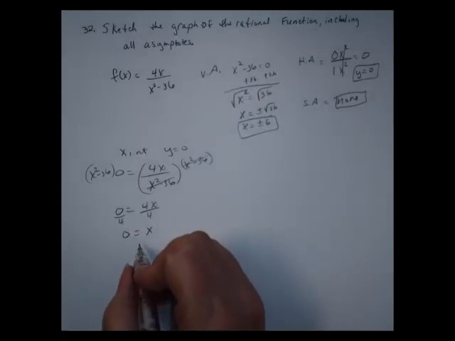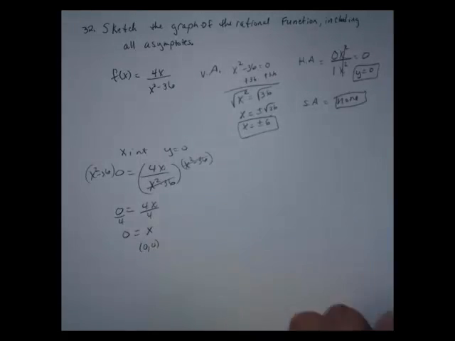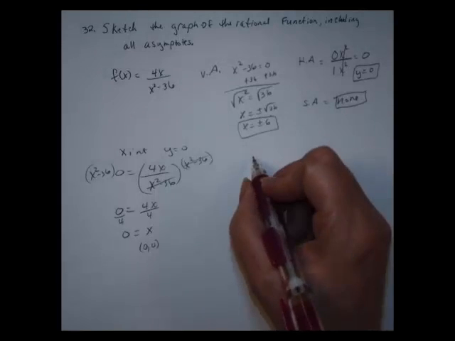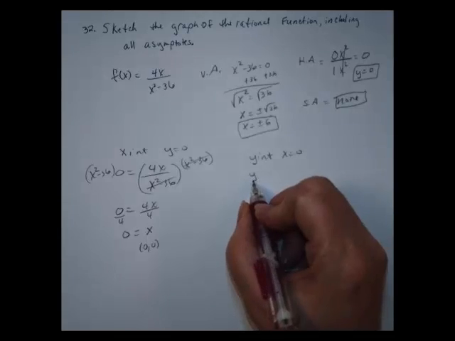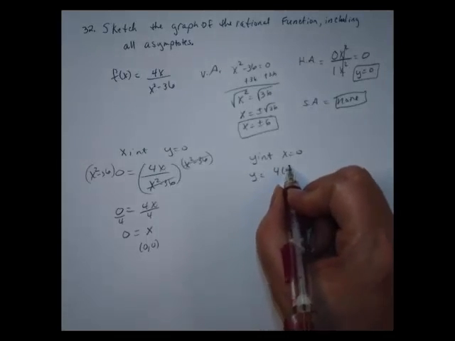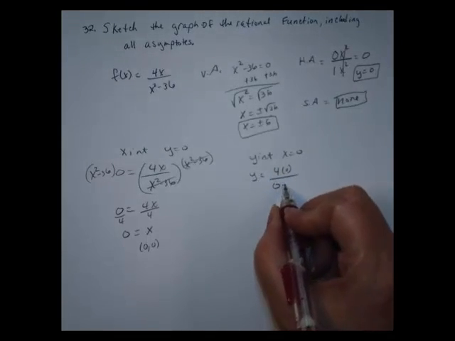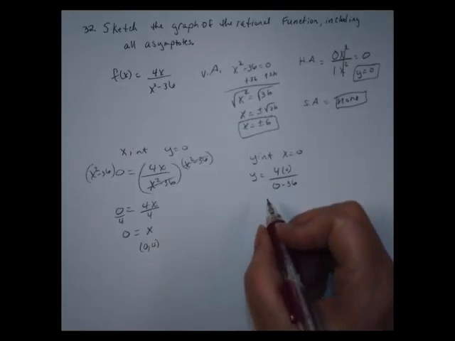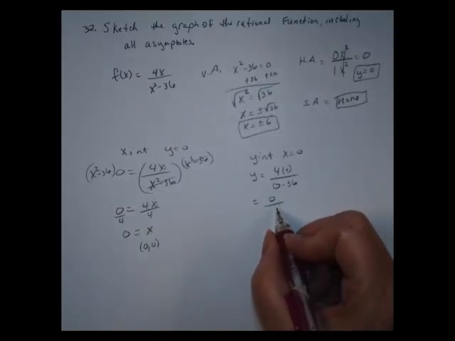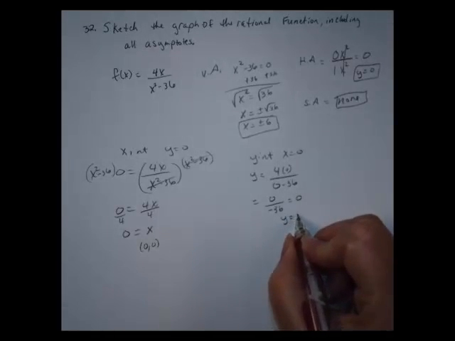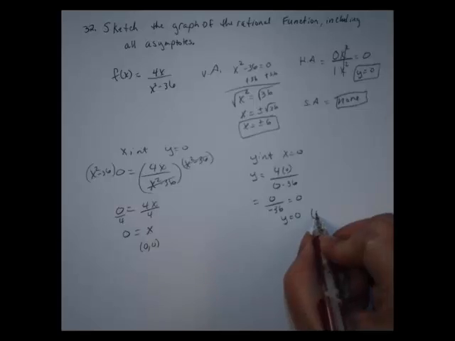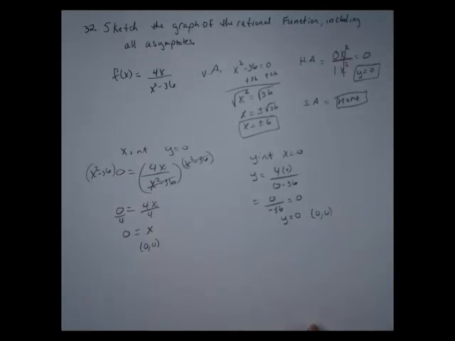So here our x-intercept will be 0, 0. Now our y-intercept, we set x equal to 0. So y will equal 4 times 0 divided by 0 minus 36. Well, 4 times 0 is 0. 0 minus 36 will be negative 36, and that is going to equal 0. So here we have y is equal to 0, which is going to give us the point 0, 0.